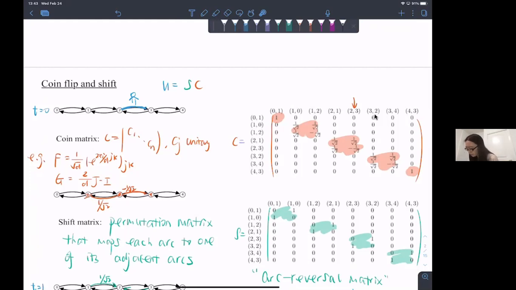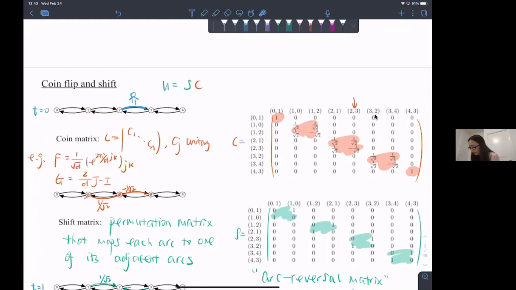Now, let's suppose the initial state is this arc. So we have zeros everywhere else, but one here. Then we can think of these arcs as two pieces of information. First, the tail of the arc is where the walker is standing, and the direction of the arc tells him where he's going to move in the next step. Now, he's going to flip a coin to determine if he still wants to move in this direction, or maybe he should change his mind and move backwards towards 1.